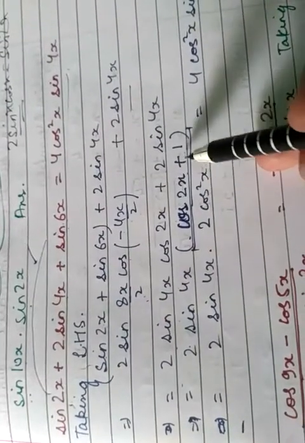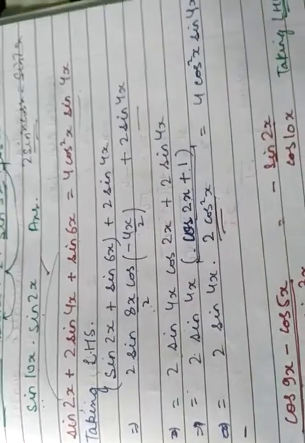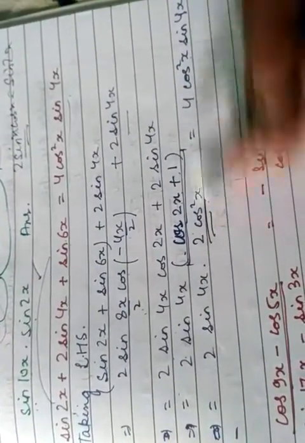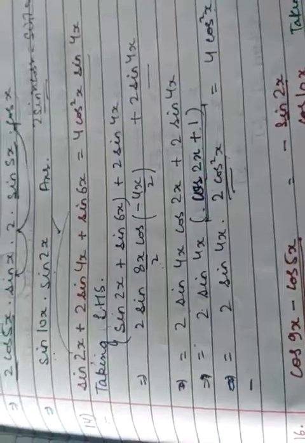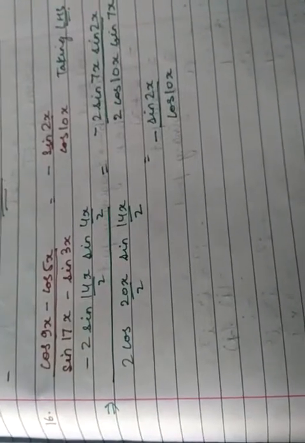Now we have studied the formula that 1 plus cos 2x is 2 cos square x. So we are going to simplify this and we have 2 into 2, that is 4, cos square x and sine 4x. This way we have solved question number 14. Question number 15 you are going to try on your own.